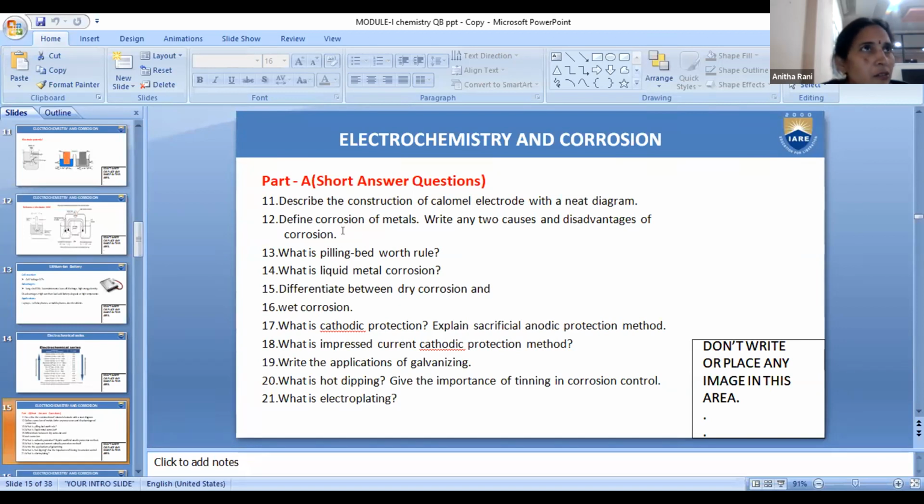Students, what is corrosion? Corrosion you can tell as destroying of the metal. When will the metal be destroyed?